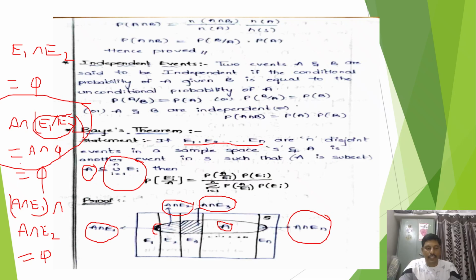Clear? Okay. Then we move to the next slide. So see here, that's exactly what we have written here. Let E1, E2, E3 up to En be disjoint events in the sample space S, which is given in the statement. A is another event in S such that A is contained in the union of Ei for i equal to 1 to n, that is, E1 union E2 union E3 up to En, which is given in the statement.